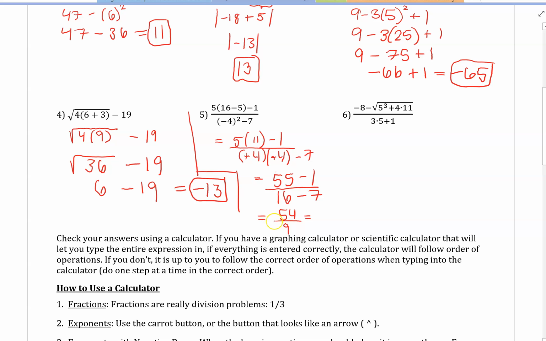And then now this fraction means to divide, right? This fraction symbol is a division symbol. And kind of the way it works is it's almost like saying that this is in parentheses. When you have a numerator and denominator, it's kind of like saying those are in parentheses. You have to do them separately, and then you can go ahead and divide. So then 54 divided by 9 would be 6. And so that's our final answer.